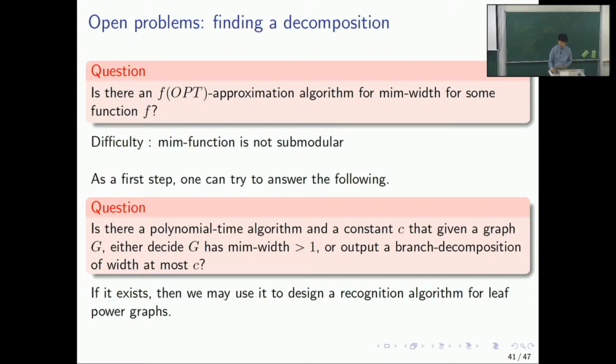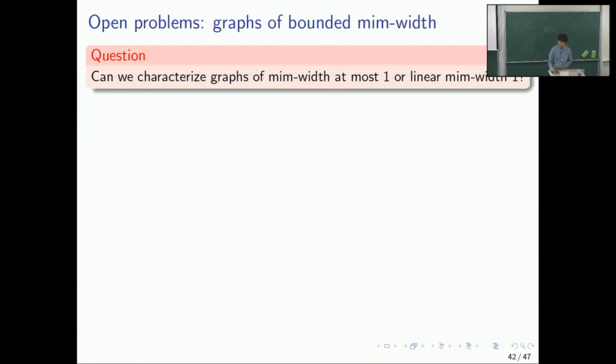This is an interesting direction. And also, at the very bottom level, we want to characterize Mim-width 1 or linear Mim-width 1, but actually we couldn't do that. We couldn't even exclude them as an induced subgraph characterization. So it might be a possible direction. If you have a student, you can tell them to find the list.